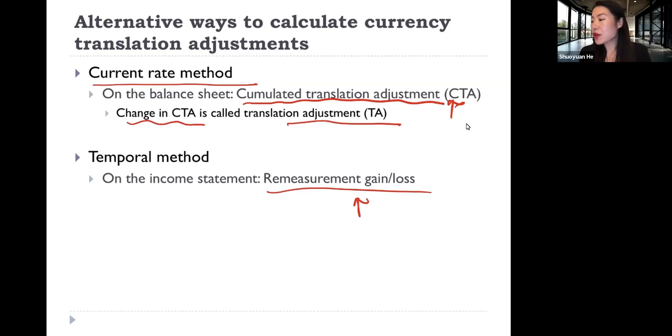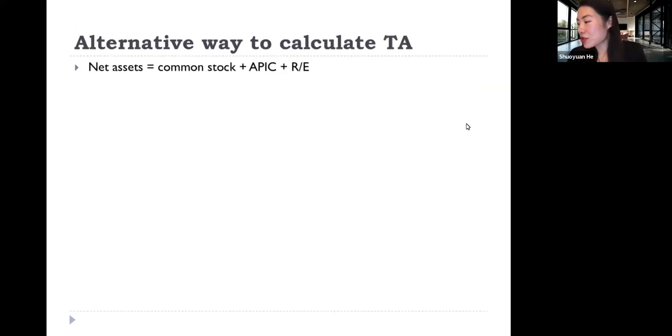And here, as a little bit of side knowledge for you, I just want to give you an alternative method of calculating those numbers without going through the whole financial statement. So first of all, let's look at translation adjustment. Net assets equal common stock plus additional paid-in capital plus retained earning. Do you agree with this? This is the basic equation, right?